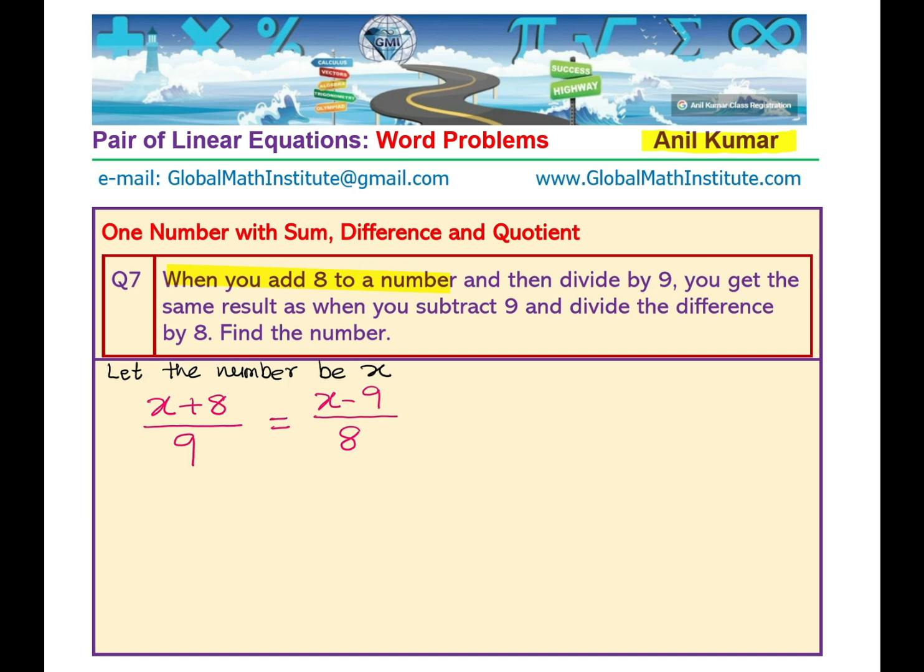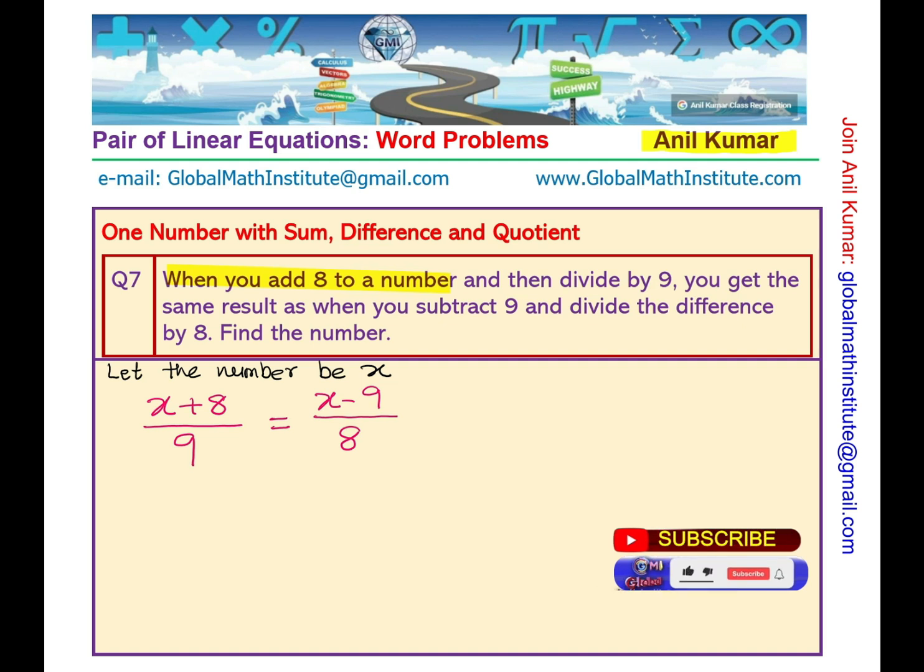Never be in a rush to solve a word problem. You can make mistakes. So when you add 8 to a number, x plus 8, and then divide by 9, so everything, x plus 8, over 9, you get the same result, means equal to, as when you subtract 9 and divide the difference by 8. Perfect.